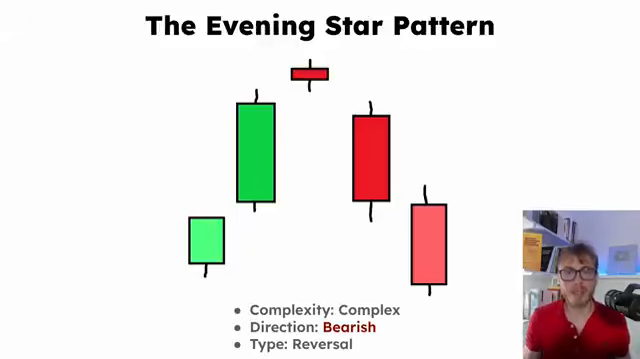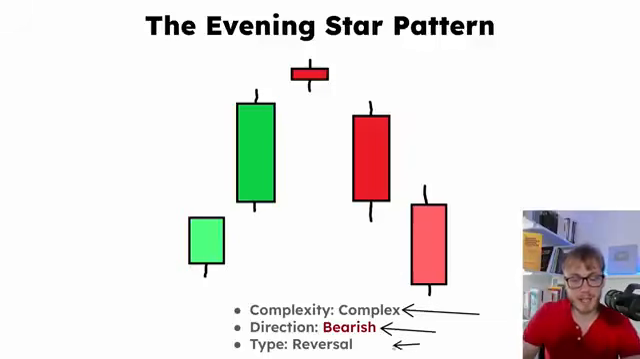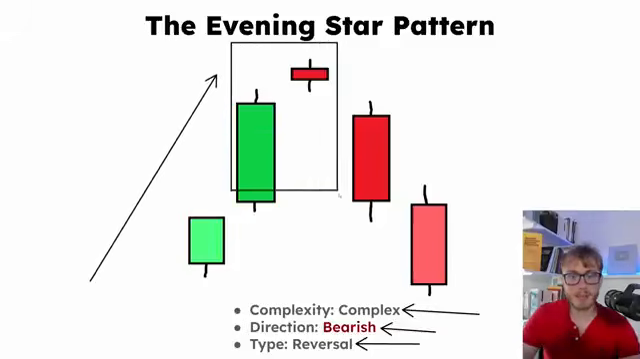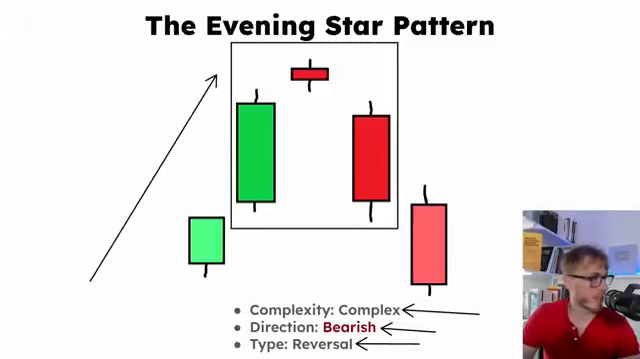Alright, so now let's take a look at the evening star pattern. The evening star is a complex pattern because it consists of 3 candlesticks. The direction is bearish, and this is once again a reversal pattern. So before the pattern appears, we have an uptrend. Then the actual pattern is this one right here, consisting of 3 candles, and the goal of the pattern is to reverse the price to the downside.